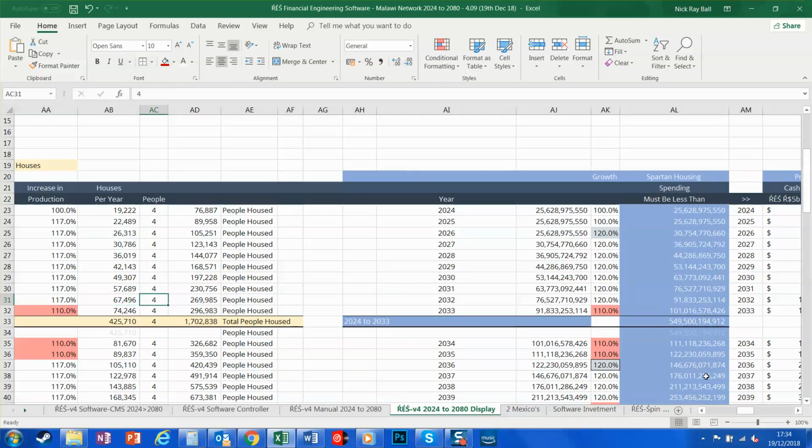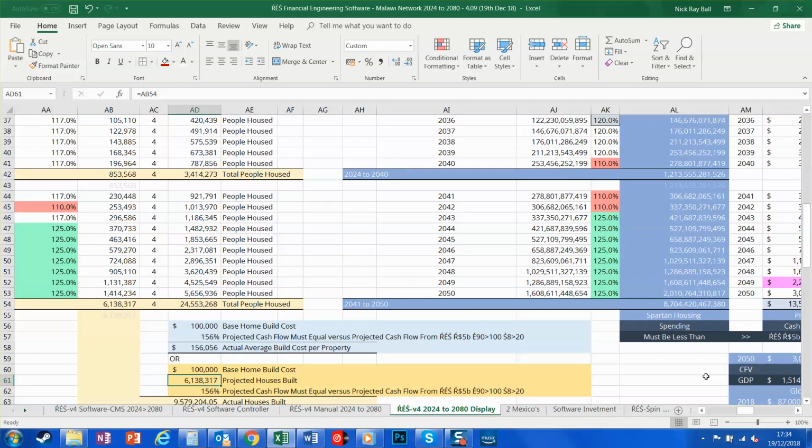So if we go down, we see here, by 2050, that's 24 million people housed, if there's 4 people per house. And that's the reason why I can now look at more lofty targets like South Africa or even the Philippines, based on the fact that this will house so many people in good housing. Okay, so that's how this works.